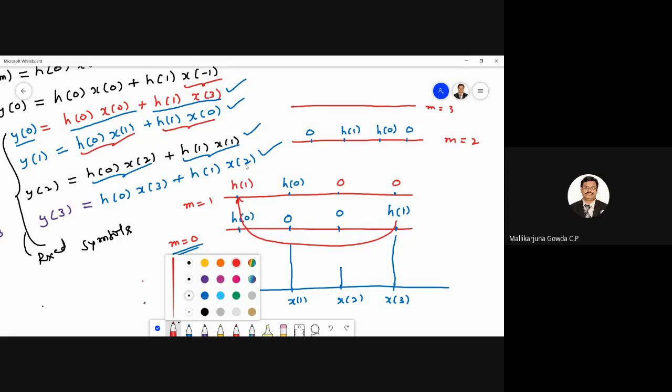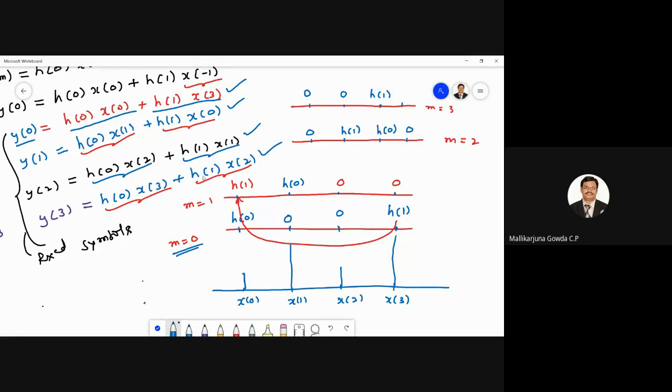And then when m equal to 3, I have these 2 points, that is x of 2 and x of 3. So if I mark 4 points here, okay, x of 0 and x of 1 both are 0, right? x of 1 and x of 2 is 0. x of 0 and x of 1 is 0. Then I have x of 2 and x of 3. So for x of 2 I have h of 1. For x of 3 I have h of 0. Right?